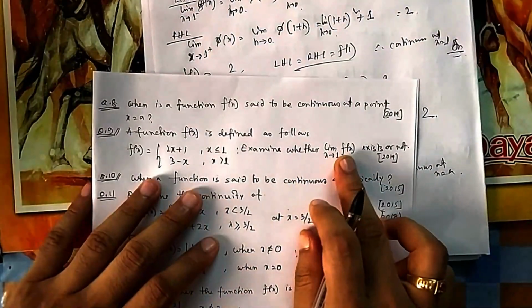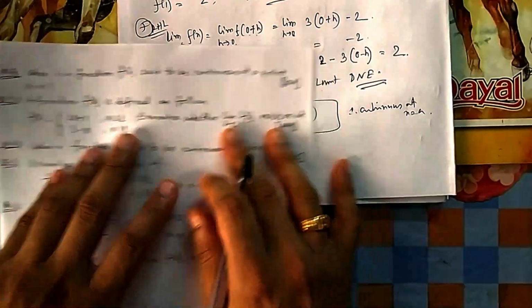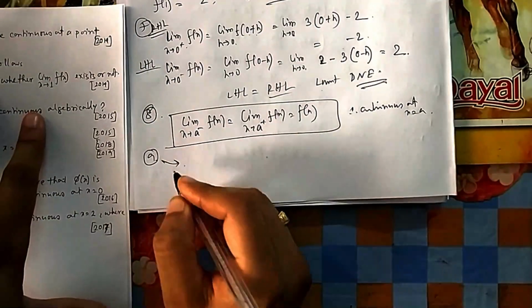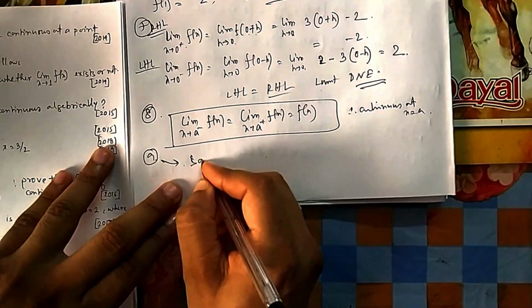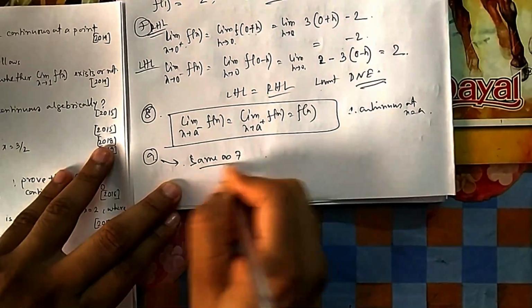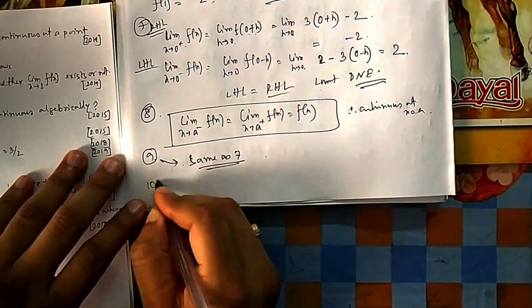You write this condition, then only you will say it is continuous at x equal to a. Question 9, again whether the limit exists or not. Again you can do it in the same way. I am skipping this one. 9 is exactly the same as 7, and I think I have done it in the limit chapter also. So now I am coming to 10.